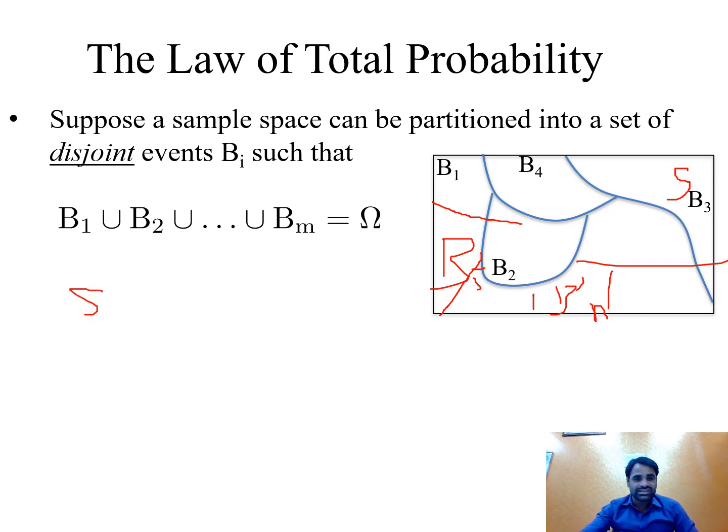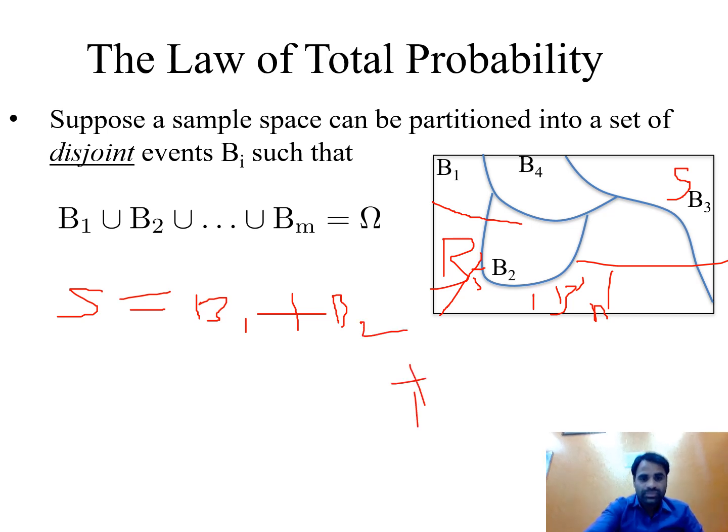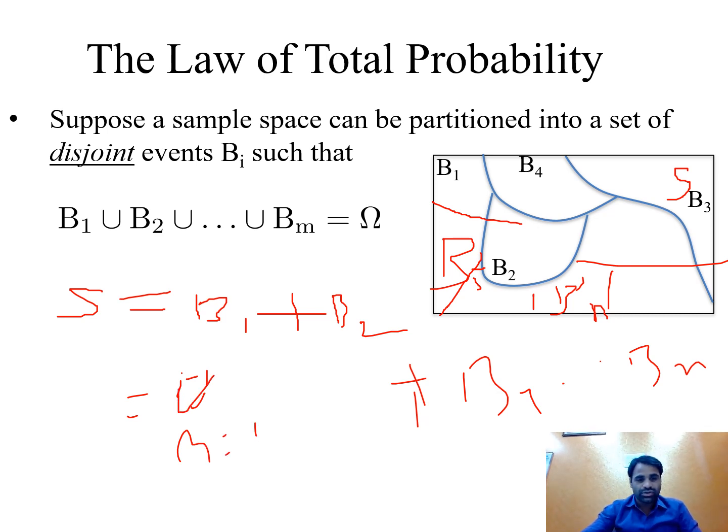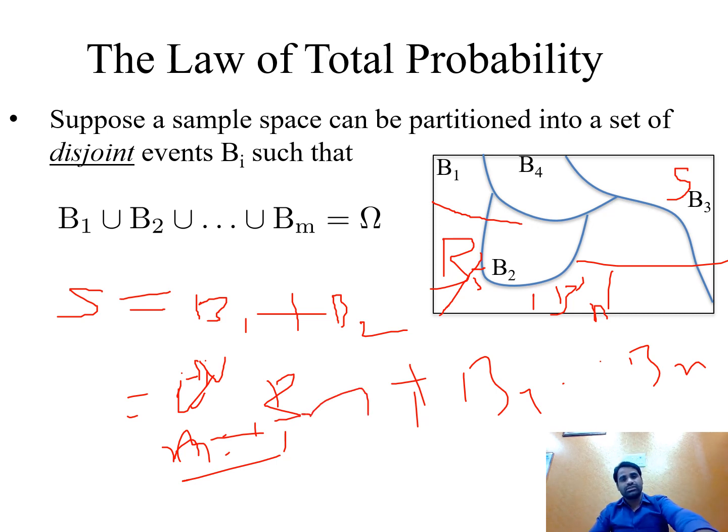So the sample space S is equal to the summation of B1 plus B2 plus B3, and so on up to Bn. This is also written as the union of Bn, n equal to 1 to capital N, right? So that is why here it is written as omega, that is nothing but the sample space. Okay.